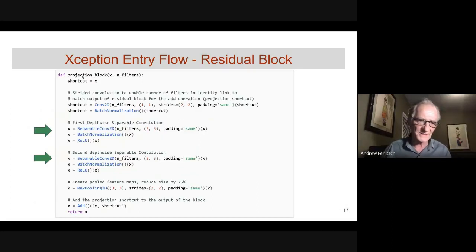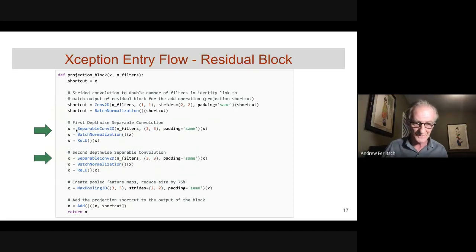Okay, so this is a code block showing how to write that. So here we have our input and the number of filters that we're going to use in there. So here's our identity link. We have our input, and we're going to then pass that input through our one-by-one bottleneck convolution. Our strides is 2, so that's going to reduce the shape to 1/2 height, 1/2 width. And then we have our two 3x3 convolutions.